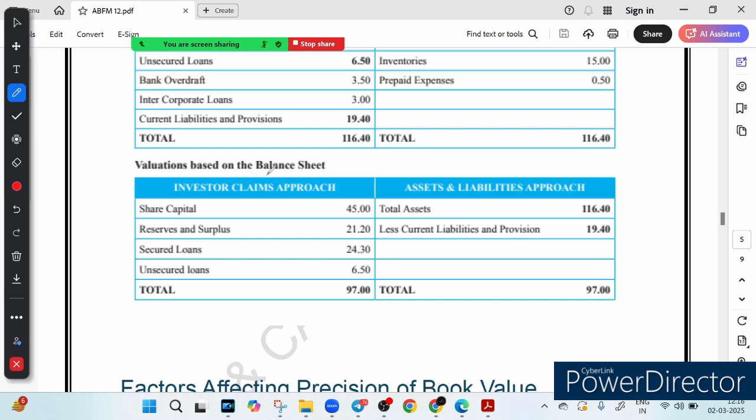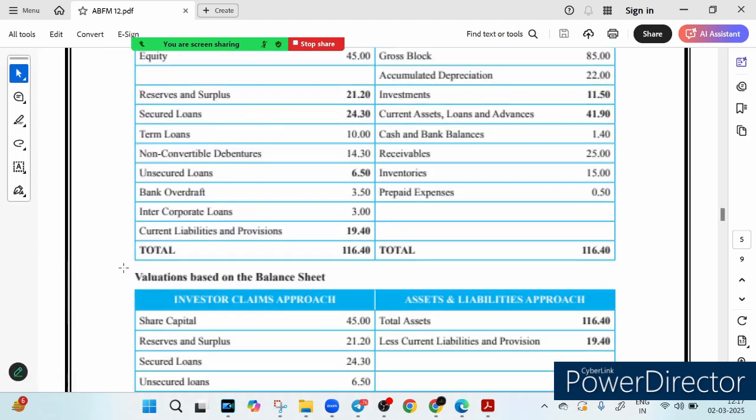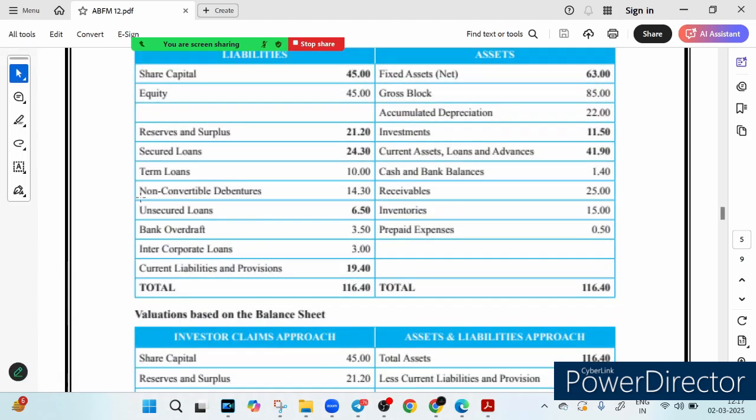You can see share capital is how much? 47 crore. Reserves and surplus is how much? 21.20 crore. Unsecured loan is 6.50. Secured loan is how much? 24.30 crore. Means for those who have invested, what remains for them after paying the debt? The company has paid all kinds of debt it has taken. What remains after that is called the investor claim, right? Those who have invested: share capital, reserves and surplus, and secured loan, because they have taken loan, this is remaining, and unsecured loan.